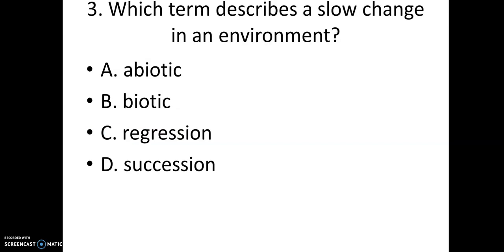All right, question 3. Which term describes a slow change in an environment? Is it A, abiotic, B, biotic, C, regression, D, succession? What do you think? Succession. Remember, there's primary and secondary succession. An environment growing back after something, whether it's starting from rocks or starting from soil.